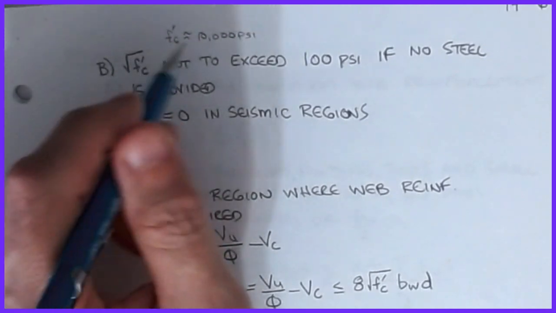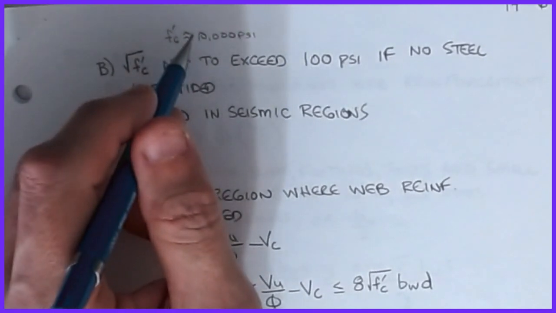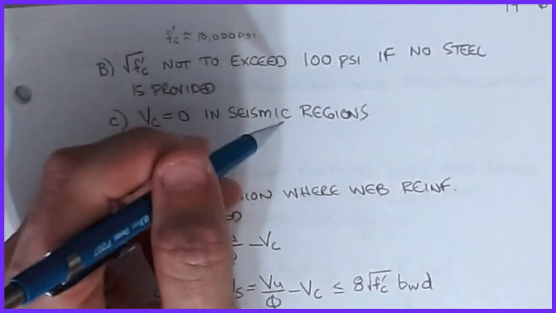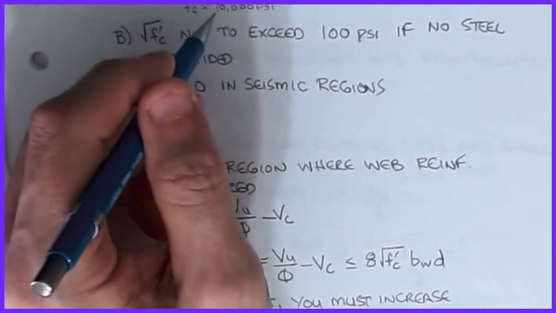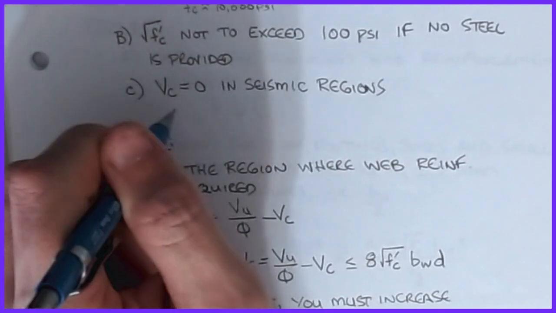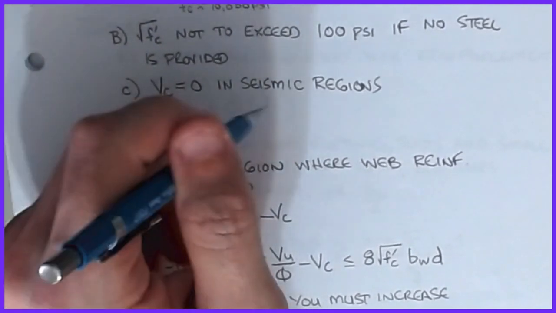Part of that has to do with some of the aggregate interlock mechanisms. In higher strength concrete, the aggregate crack interface ends up being very, very smooth. It's not as jagged as it would be at lower strength, so we can't count on much of it at all. And then the last requirement is that if you're in a seismic region, you can't count on the concrete for anything. Vc is 0 in seismic regions.